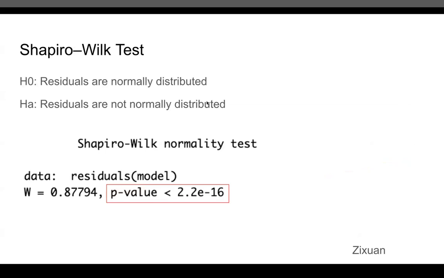And also last we applied the Shapiro-Wilk test. For this test, the original hypothesis is that residuals are normally distributed, and the alternative hypothesis is that residuals are not normally distributed. And by applying this normality test, we found that the p-value is extremely small, which is much less than 0.005. So we are statistically confident to reject the original hypothesis so that we can conclude that residuals are not normally distributed.